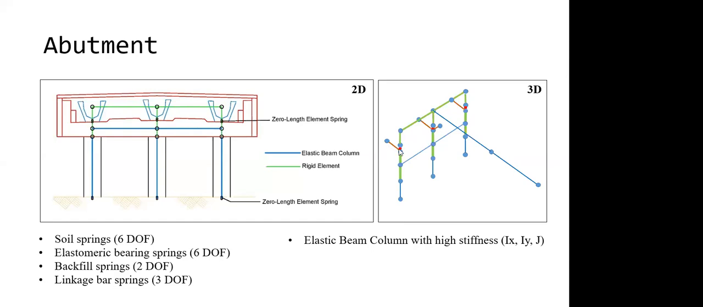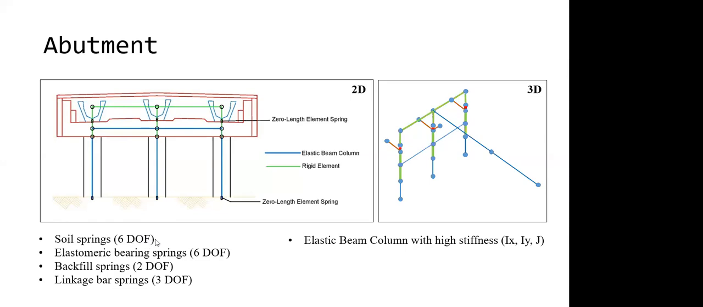It's actually just zero length, so I'm exaggerating it for visualization. All these three locations are spring elements, zero length, uniaxial elastic elements, and then the top of the abutment is connected to the deck of the bridge, also by using elastic beam column across the bridge.